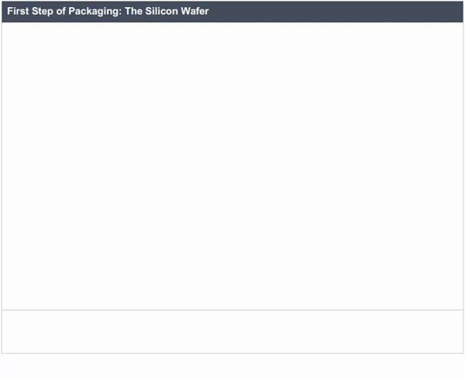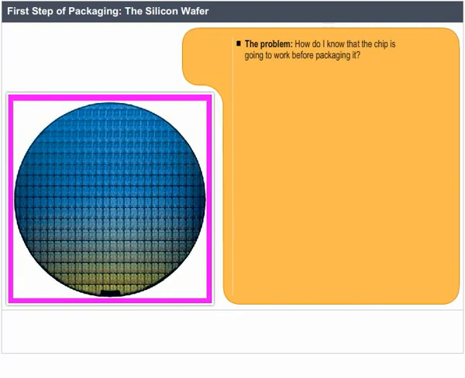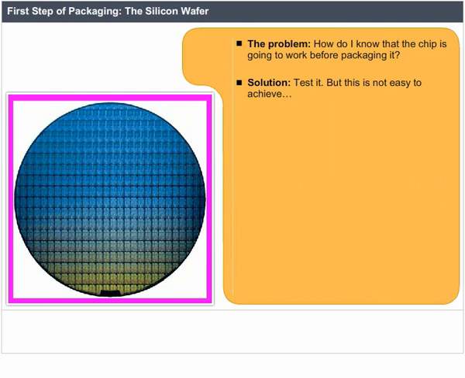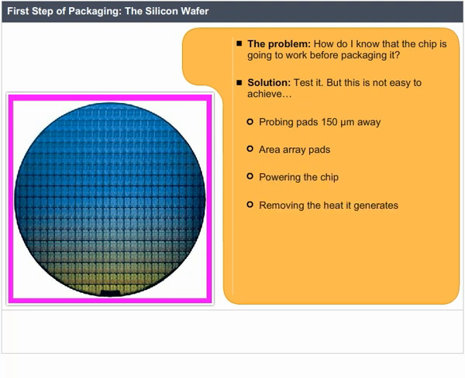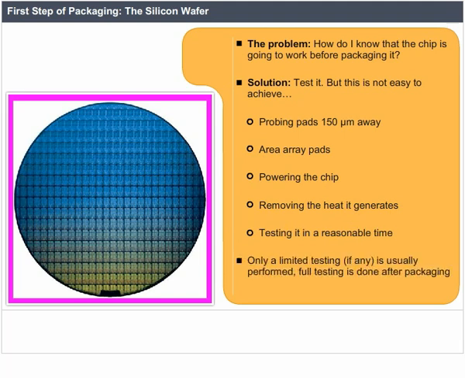First step of packaging, the silicon wafer. The problem: how do I know that the chip is going to work before packaging it? Solution: test it, but this is not easy to achieve. Probing pads 150 μm away. Area array pads. Powering the chip. Removing the heat it generates. Testing it in a reasonable time. Only limited testing, if any, is usually performed. Full testing is done after packaging.